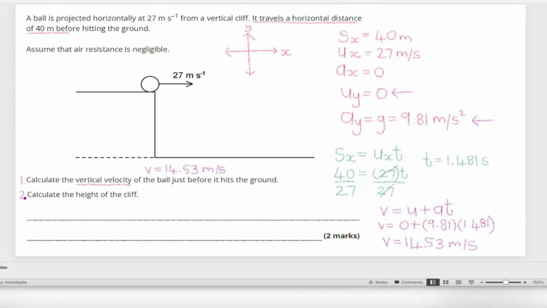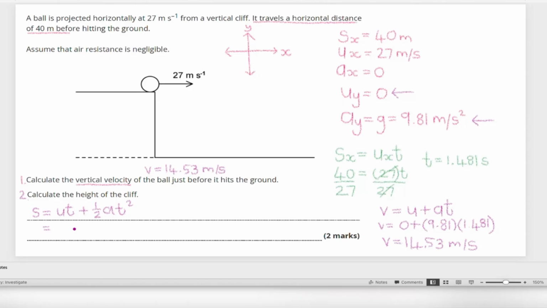Now, in part 2, we have to calculate the height of the cliff. So now that we know the flight time, we can calculate the vertical displacement, which is the height of the cliff. So what we are going to do is use this formula. The displacement is equal to the initial velocity multiplied by the time plus a half multiplied by the acceleration multiplied by the time squared. So now we can just substitute the known values into this equation.